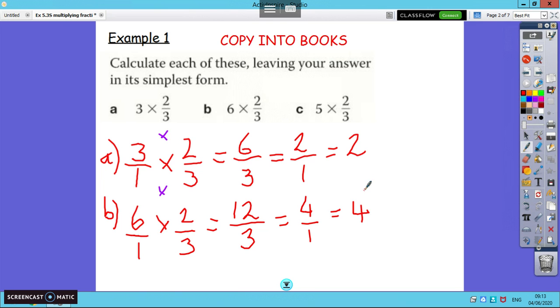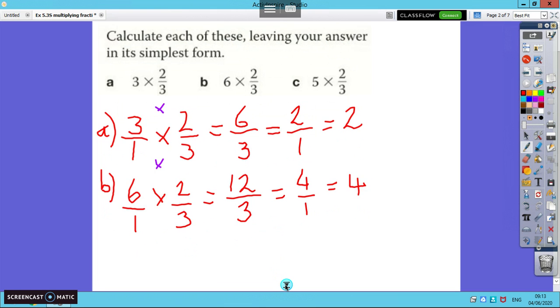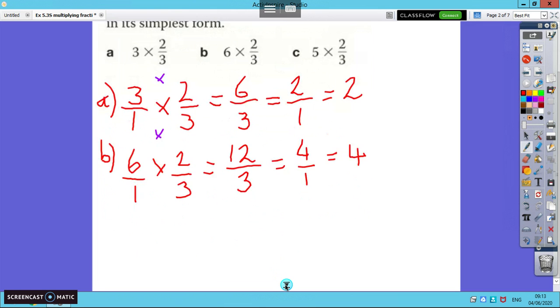Okay, last one is 5 times 2/3. So let's have a look at 5 times 2/3. I write it as 5 over 1 times 2/3. So I do 5 times 2, which is 10. And I do 1 times 3, which is 3. Now I can't simplify that anymore. I can't divide 10 or 3 by the same number. So that is actually my final answer, 10/3.